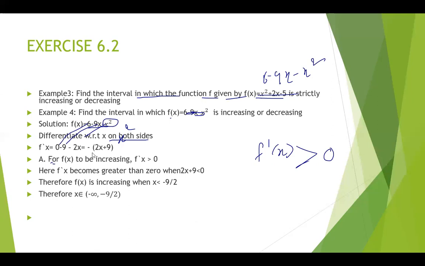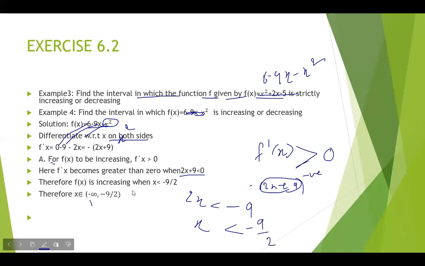But here, f dash x is minus of 2x plus 9. There is already one negative sign, but in case 2x plus 9 becomes negative, at that time our f dash x becomes positive. So the condition for increasing is that 2x plus 9 should be negative, meaning 2x plus 9 is less than 0. Then subtracting 9 on both sides, I can write 2x is less than minus 9, or x is less than minus 9 by 2. X is less than minus 9 by 2 means I can write the interval for this.